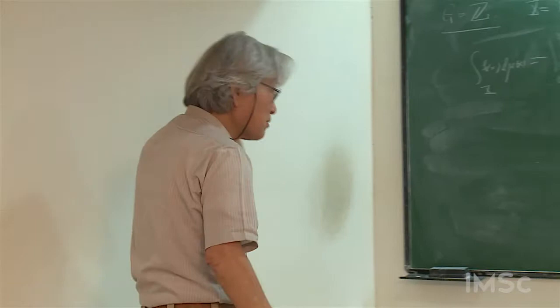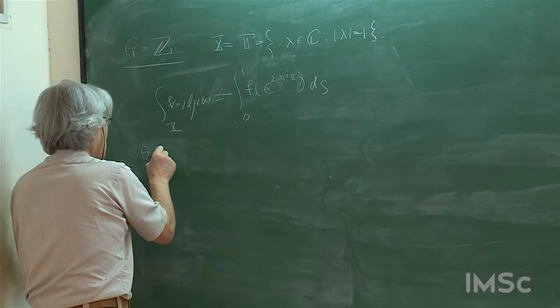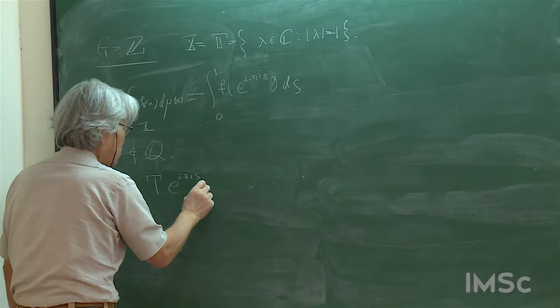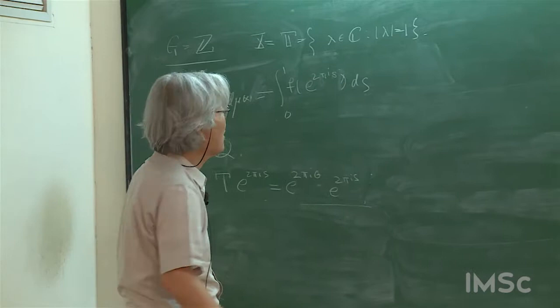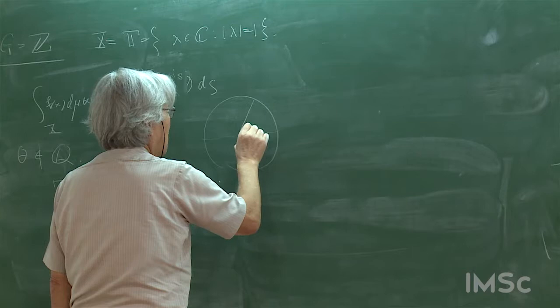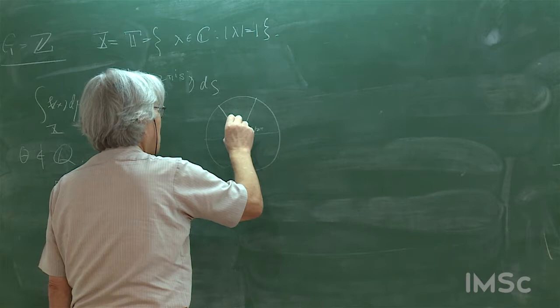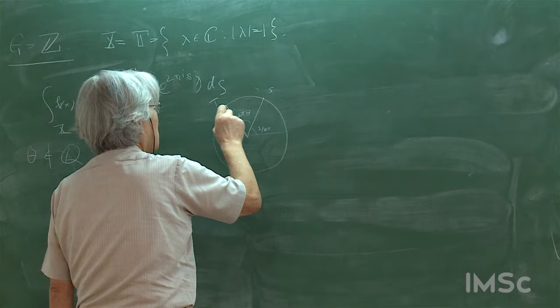And the transformation of X. Now we fix theta, which is not rational. And T of e to the 2 pi i s equal to e to the 2 pi i theta times e to the 2 pi i s. So what you are doing is, this is the angle s divided by 2 pi, right? So now here 2 pi theta. So s is acted on by the transformation T sub x.